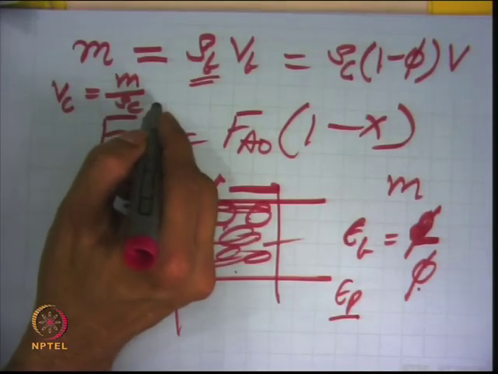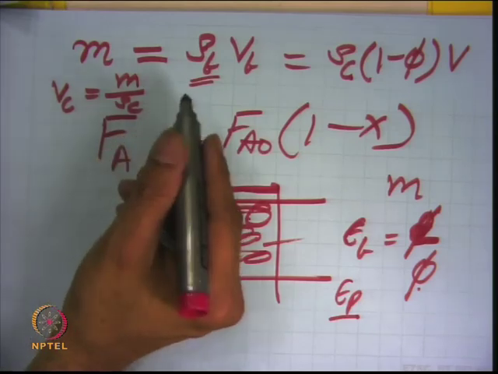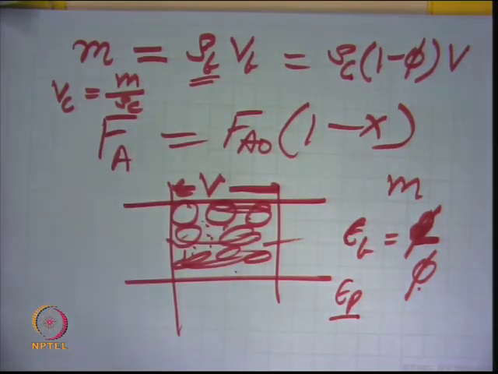So, what is the volume of catalyst? If I write just V c, it is the mass of catalyst divided by the density of the catalyst. That is important. So, epsilon p is the pellet porosity, and epsilon b is the porosity based on the bed void fraction.